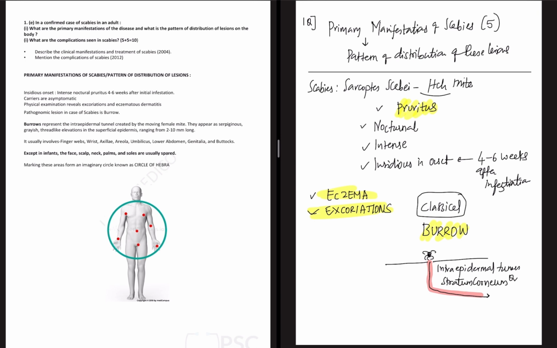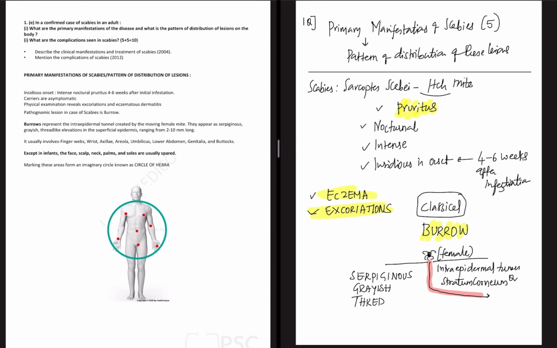They are present in the stratum corneum. So the classical presentation of scabies is by burrows. They create an intraepidermal tunnel, and this is because of the female mite, not the male mite. These are snake-like, that means serpiginous, grayish lesions. They look gray in color, and they look like thread-like elevations on the surface.